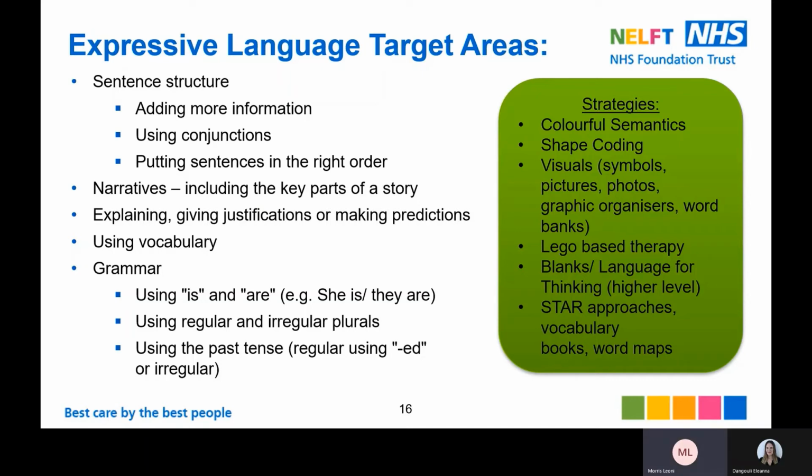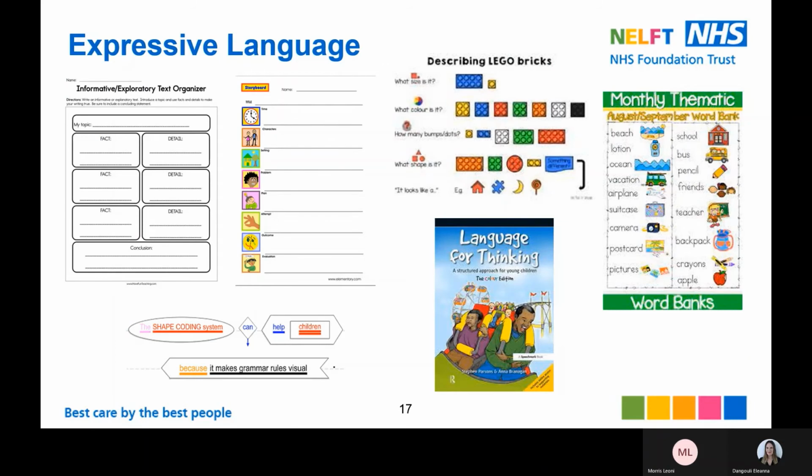Some strategies that you could use would be Colourful Semantics, shape coding, visuals such as symbols or pictures, Lego-based therapy, language for thinking questions, or different vocabulary approaches such as word maps. And here are some different examples of resources to use, so language for thinking books or visuals for Lego therapy.